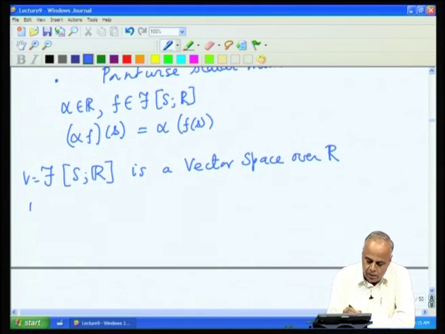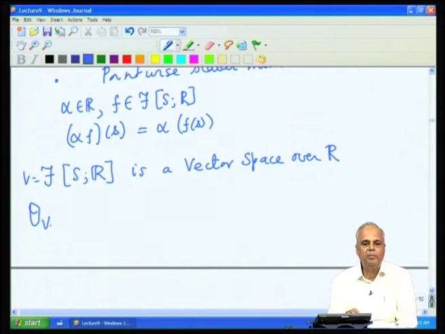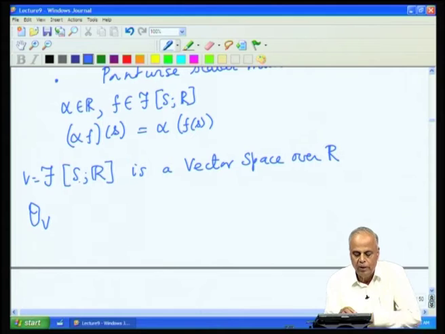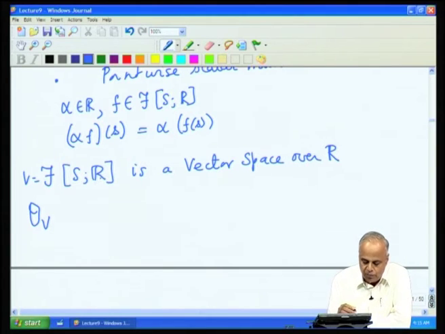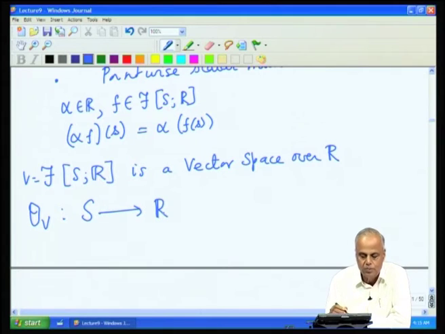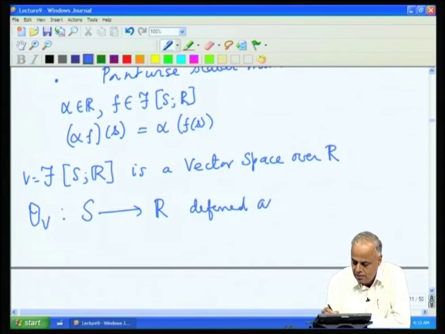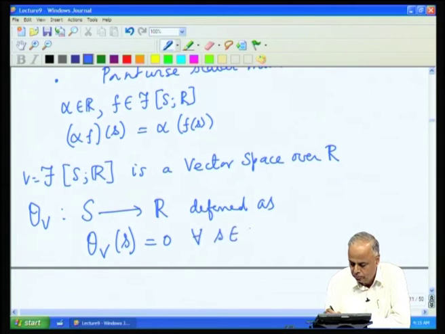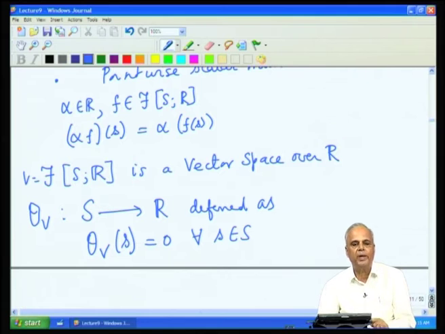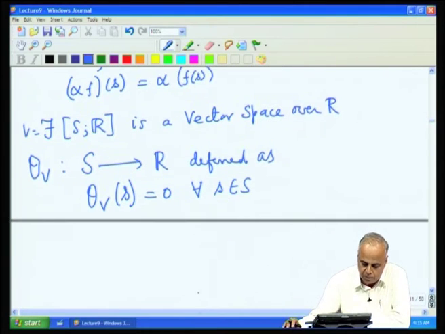What is the 0 element of this vector space? It must be an element of V, therefore it must be a function from S to R. Which function theta is that function from S to R, defined as at each point S it takes the value 0? That is the 0 element, or the 0 vector, of this vector space.